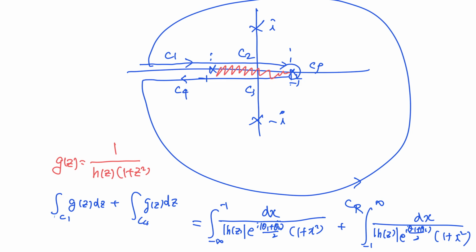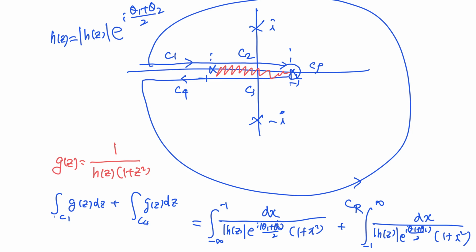Let's consider the C1 integral and the C4 integral over g(z), which is something like this. So h(z) can be written as this: exponential i times theta 1 plus theta 2, right? We can represent this function as the absolute value with the base. So C1 and C4, let's consider that.